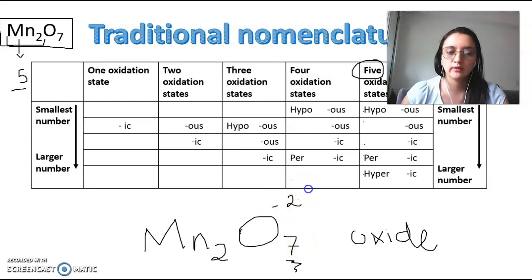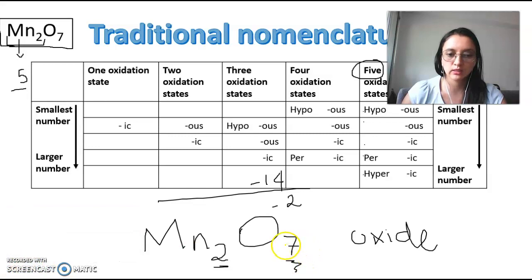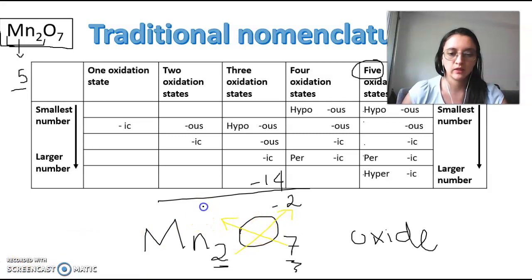Now, what is the oxidation state for manganese if I know that the addition of these numbers has to be 0? So I have 7 times minus 2, which is minus 14, which means if I have a 2 in here, I will need a 7 as well in here. Another way of doing it is crisscross backwards. So if I have the 7, this 7 is going to go here, and this 2 is going to go here, which means the oxidation state of my element manganese is 7.